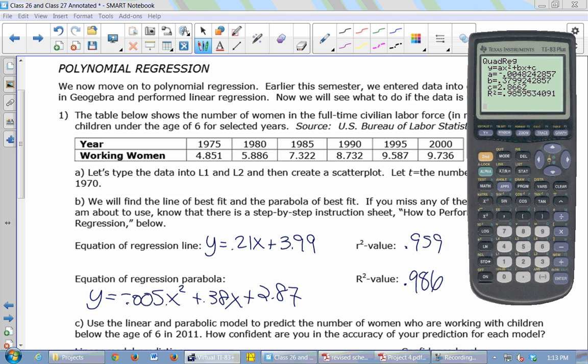So according to the r squared values, which one's better? This one, 0.986, is closer to 1 than 0.959. So this is going to be a better model according to the r squared value.